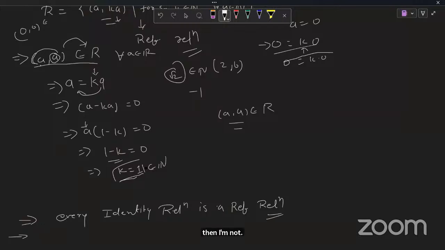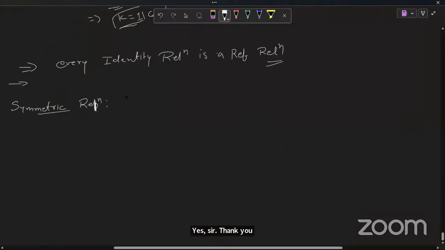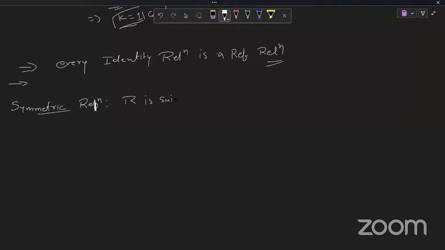Understood? Okay. Now let's move to the symmetric relation. So what is a symmetric relation? Again, I am saying assume all those trivial things. R is said to be symmetric.